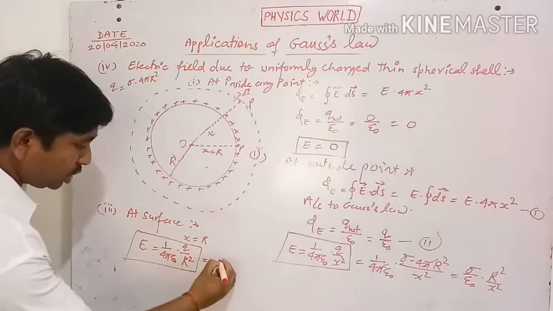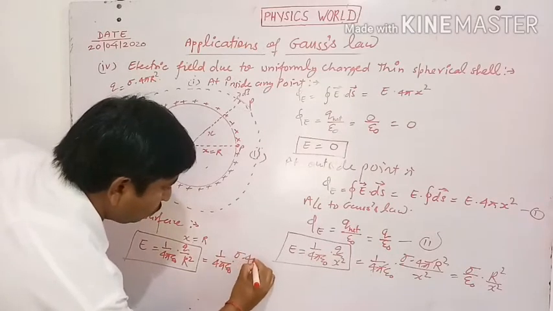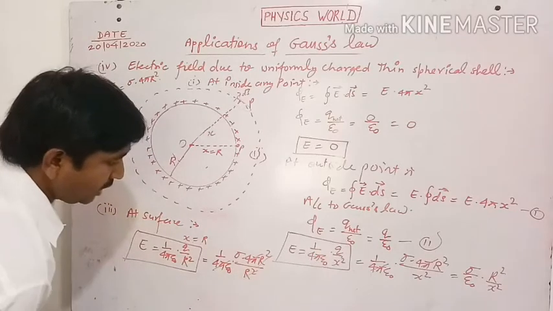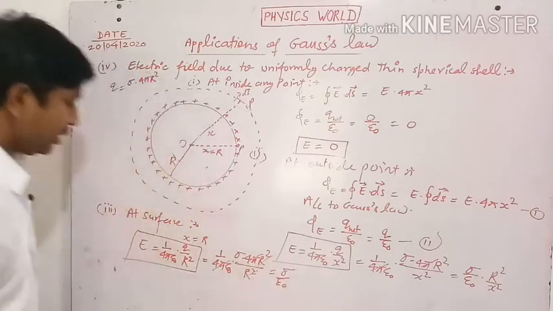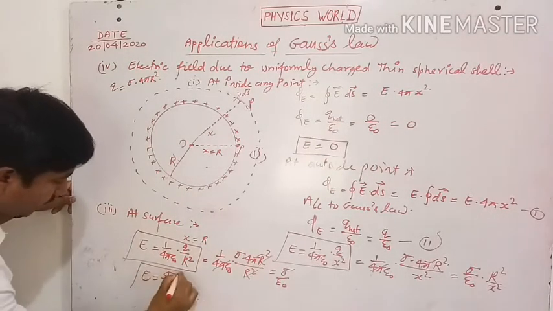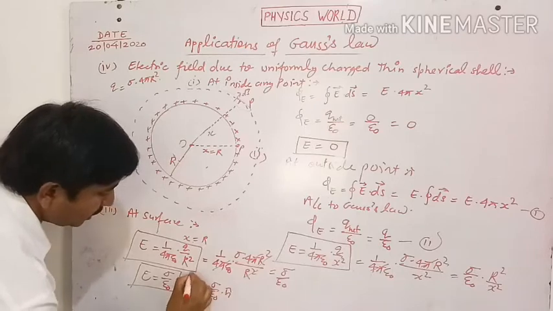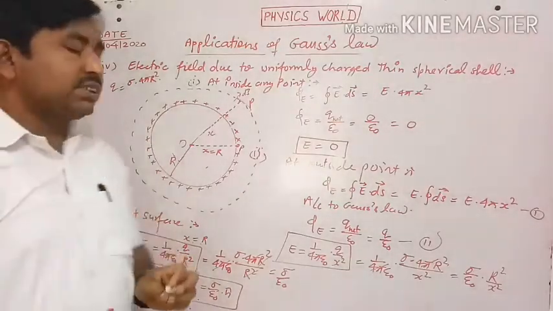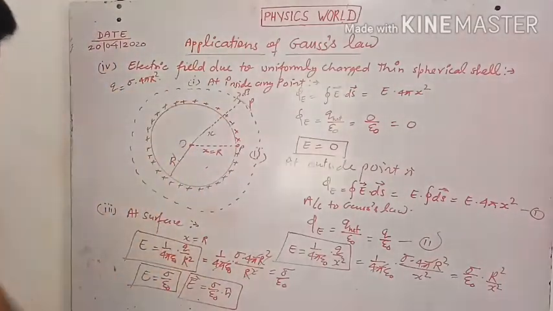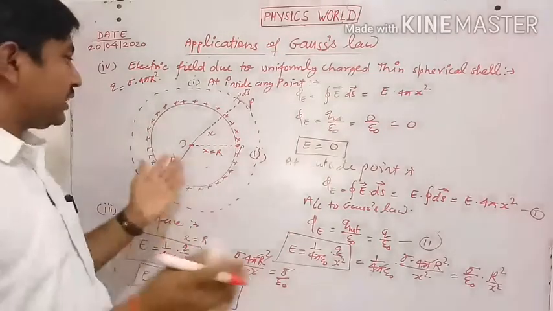So this can also be expressed as 1 upon 4 pi epsilon naught, where the value of q is sigma times 4 pi r square, divided by r square. Here 4 pi and 4 pi r square will be cancelled. So the value of the electric field intensity is sigma upon epsilon naught. In vector form, it can be expressed as sigma upon epsilon naught n cap. n cap indicates the direction, which is always normal to the thin spherical surface. So this is all about the electric field due to a uniformly charged thin spherical shell.